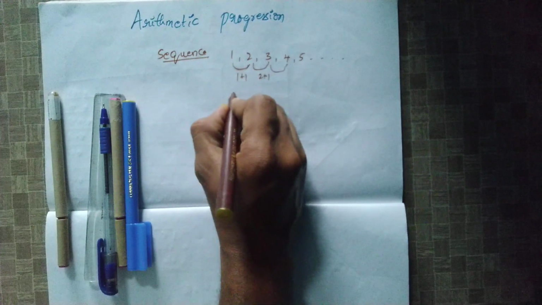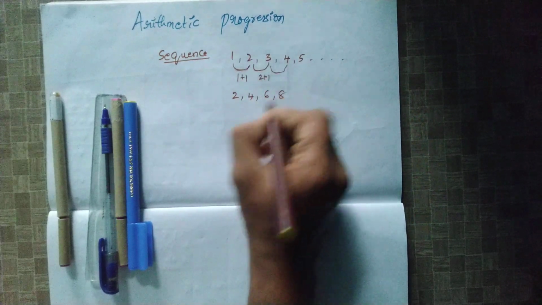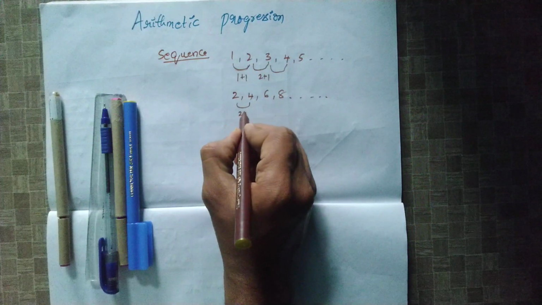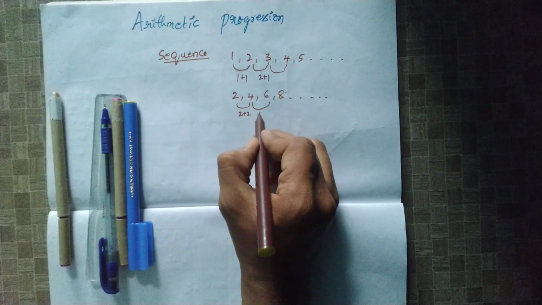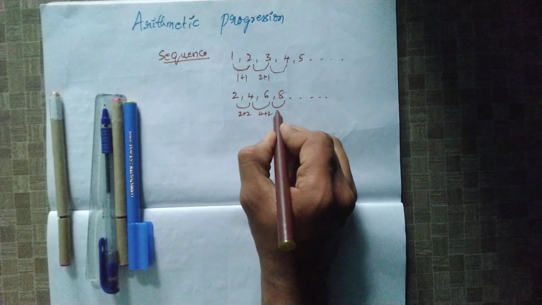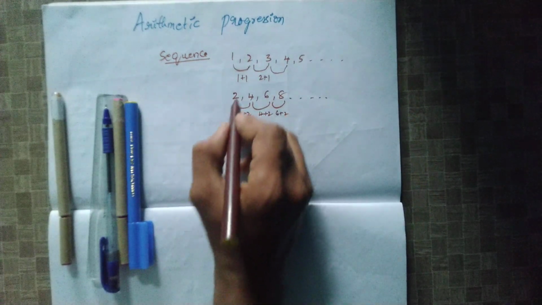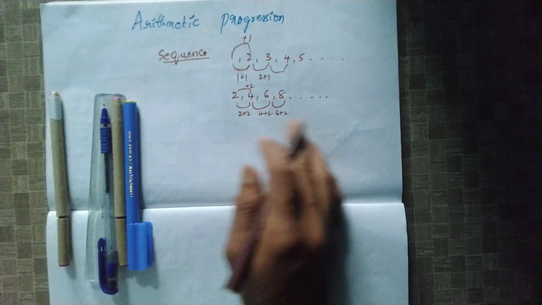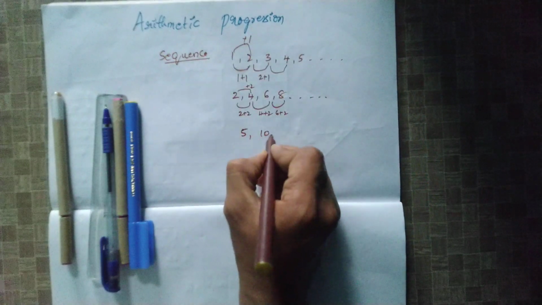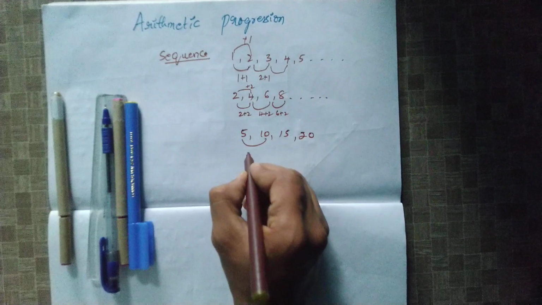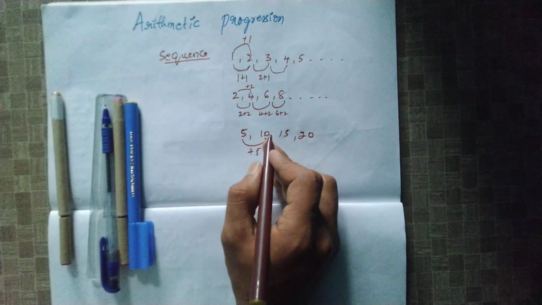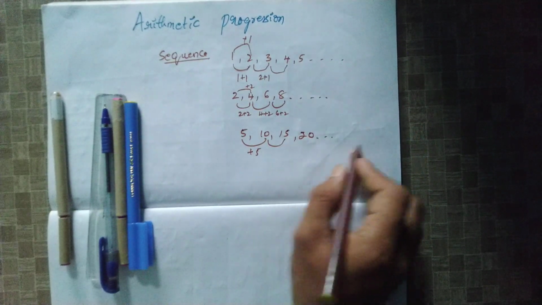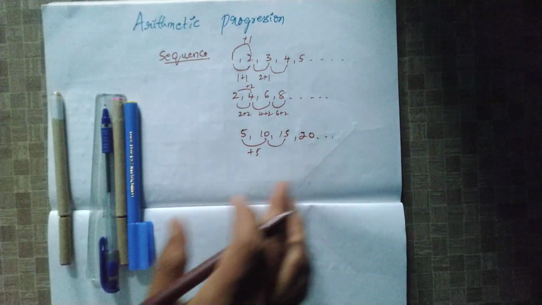For example, 2, 4, 6, 8 and so on. Here numbers are arranged by adding 2. 2 plus 2 will give you 4, 4 plus 2 will give you 6, 6 plus 2 will give you 8 and so on. In the same pattern we have 5, 10, 15, 20. Here 5 is added to 5, so it gives 10, and 5 is added again, so it gives 15, and so on. So this type of arrangement of numbers is called a sequence.